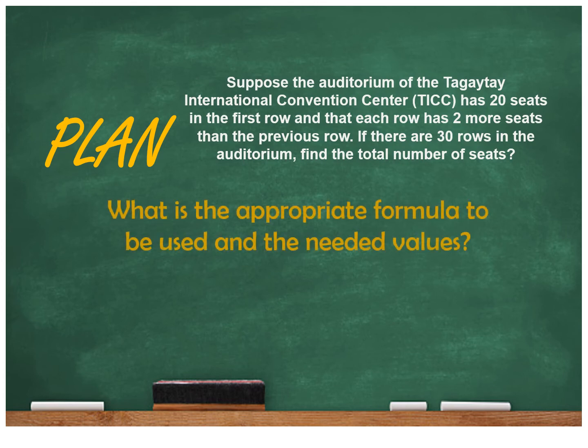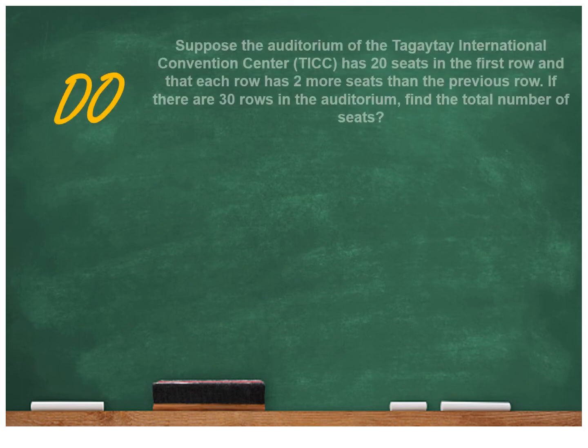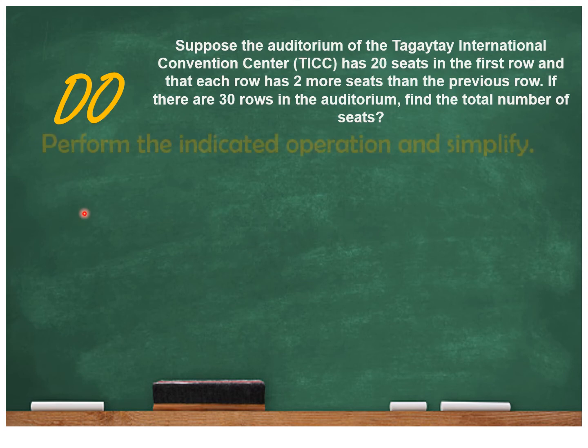Based on the given, we can say that the appropriate formula to be used is S sub n equals n over 2 times the quantity 2a sub 1 plus n minus 1 times d. So, performing the indicated operation and simplifying, S sub n equals n over 2 times 2a sub 1 plus n minus 1 times d.